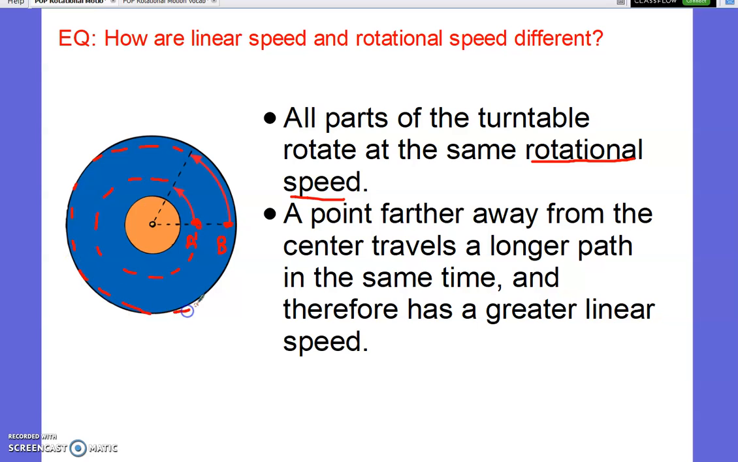They would go through the same angle of 360 degrees, and they would do so in the same amount of time. So if we had two objects sitting on this record, this turntable, object A would go around 360 degrees in the same amount of time as object B would go around 360 degrees. So they have the same rotational speed. However, we see the point further away from the center, that would be point B, travels a longer path, or what we call circumference. It does so in the same amount of time, though. And therefore, as we get further from the center, point B has a greater linear speed because it goes a larger circumference in the same amount of time.